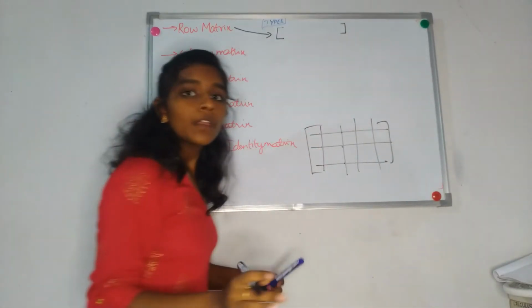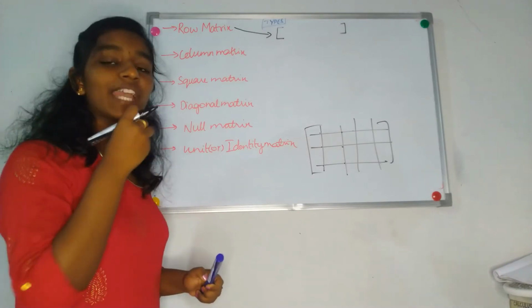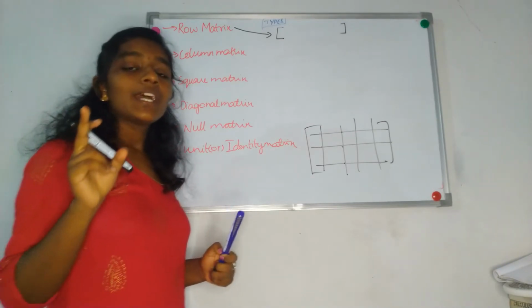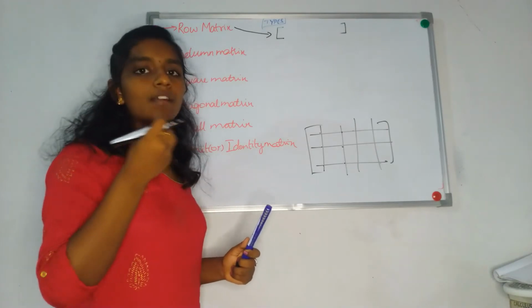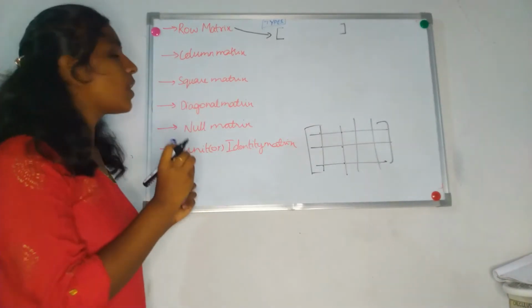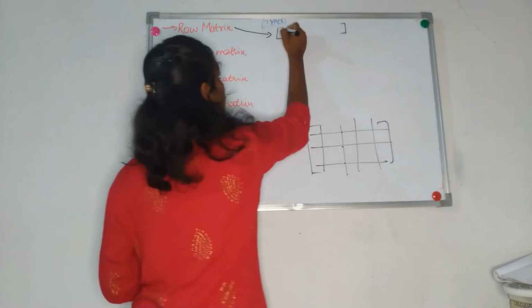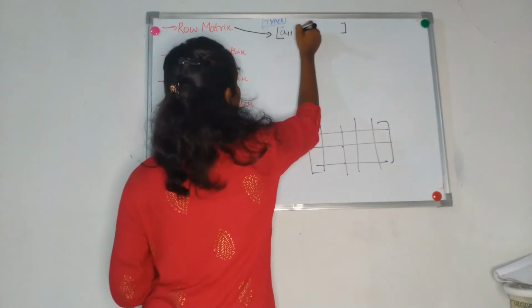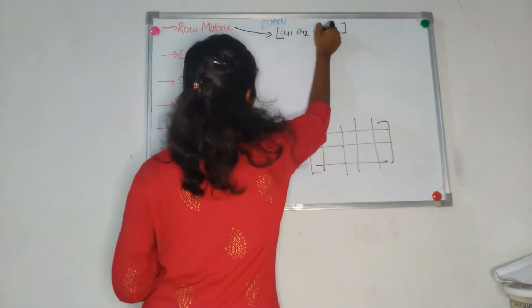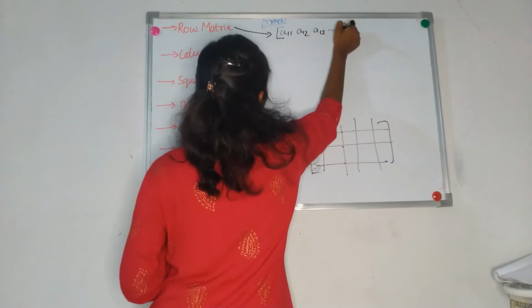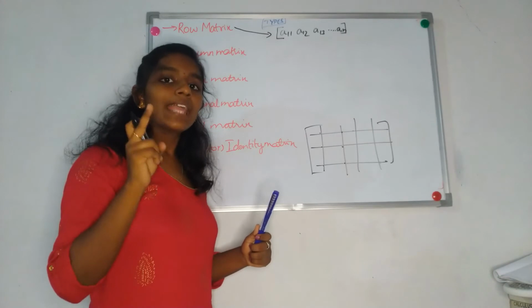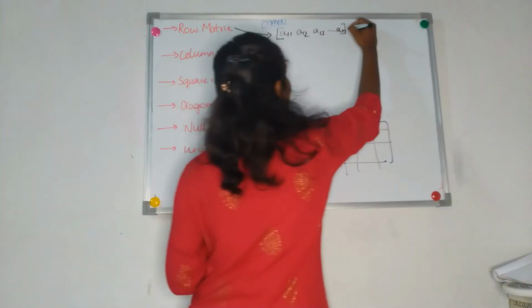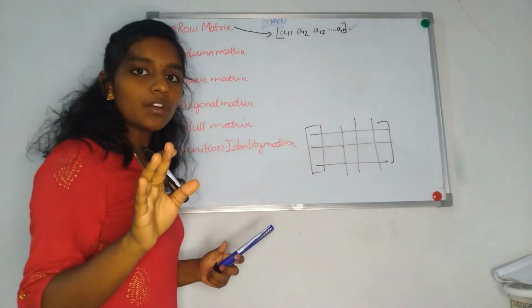Now a row matrix is a matrix which contains only a single row. You may have any number of columns, but the row is only one. If you have a single row and columns are unlimited, then that is called a row matrix. Then you may have A11, A12, A13, so on, A1n. You can have n columns, but the row should be 1, and that will be called a row matrix. Have you understood what a row matrix is?